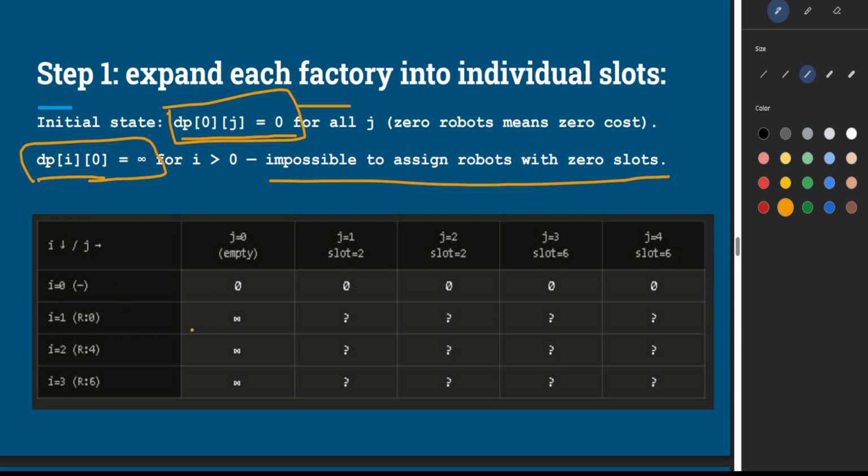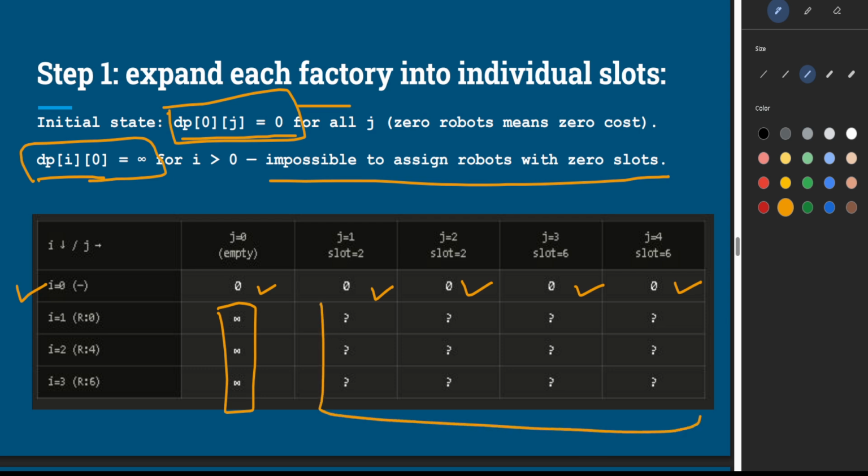I hope you understand. So now we can fill in all these values. For dp at 0, in this row we provide 0, 0, 0, 0 and 0, because 0 robots means the cost is 0. For all the other cases, dp[i][0], we put infinity. Then the rest of the positions we have to calculate. So let's calculate one by one.